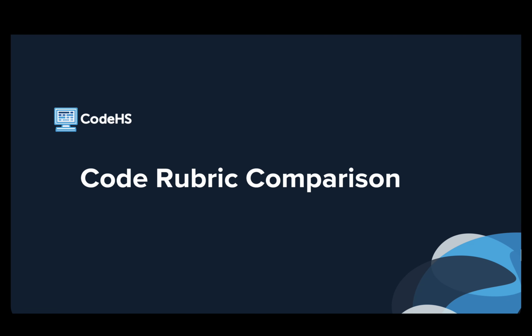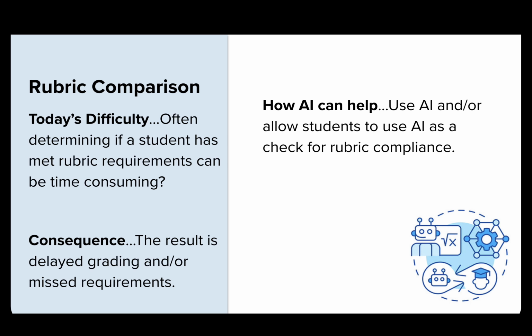Many teachers and organizations like the College Board use rubrics to clearly articulate coding project requirements. This is particularly true with large coding projects. AI can be a great tool to assist teachers and students that are evaluating rubric compliance.